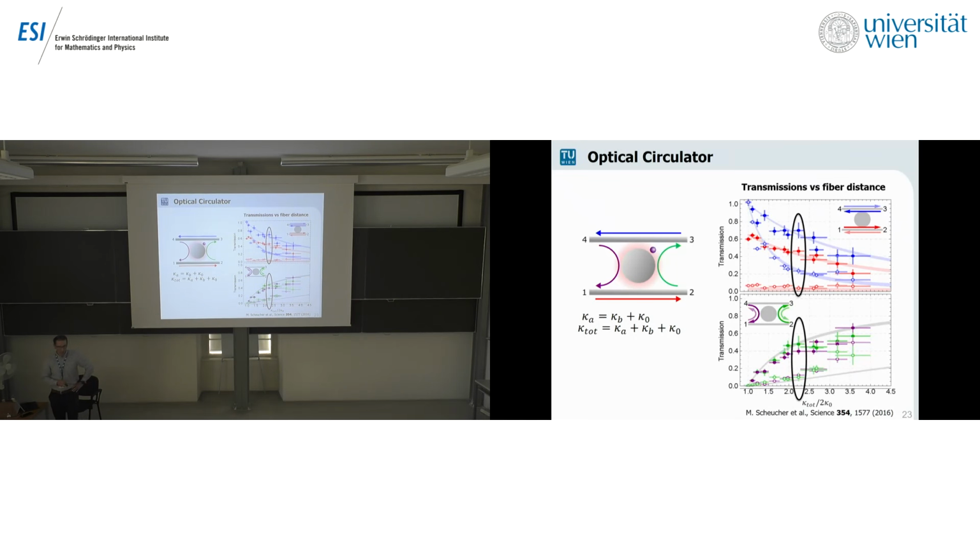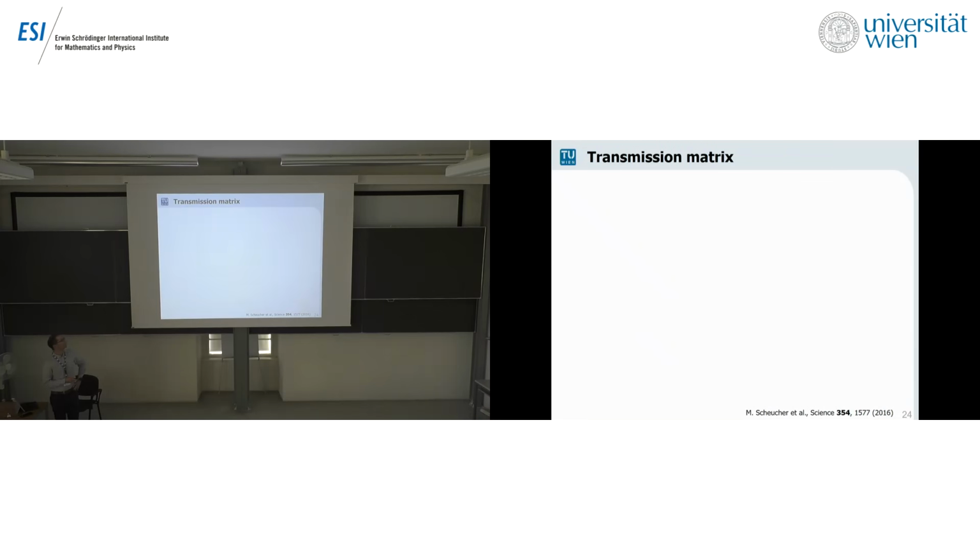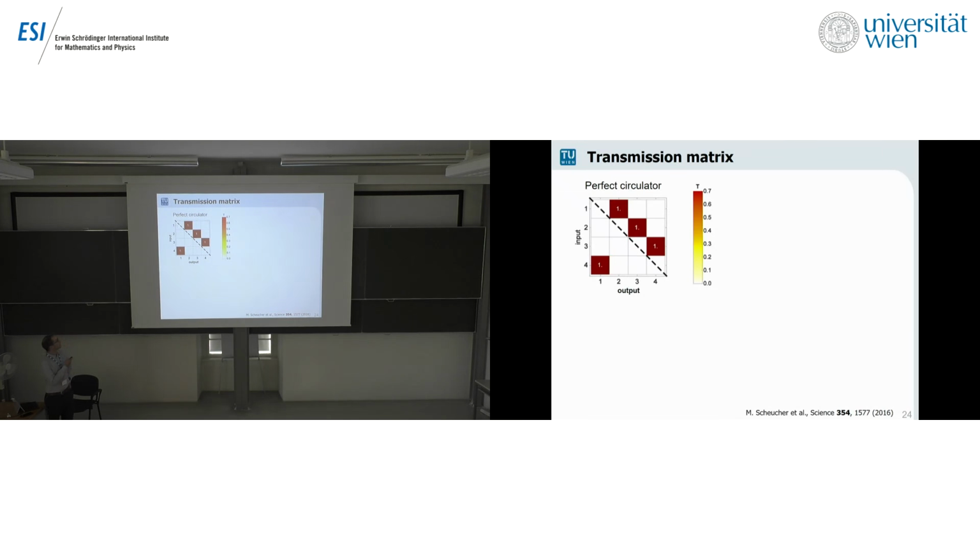And a more convenient way to plot this is to use the so-called transmission matrix, where you have the input on one axis and the output on the other axis, and you just give the value of the transmission between these 2 points. For the ideal perfect circulator, you see that all the light incident on port 1 should be sent to 2, 2 to 3, 3 to 4, and 4 to 1. And you see that this is non-reciprocal by the fact that this is not symmetrical with respect to the diagonal. And if we now compare this to our measurements, we get very good qualitative agreement.